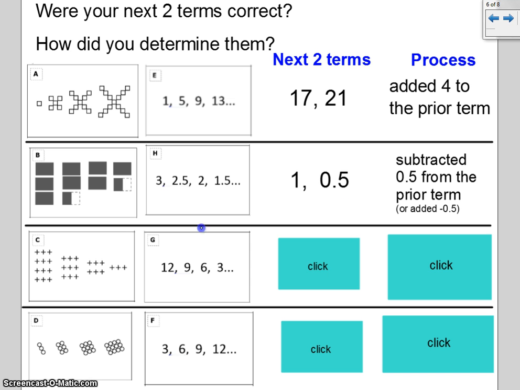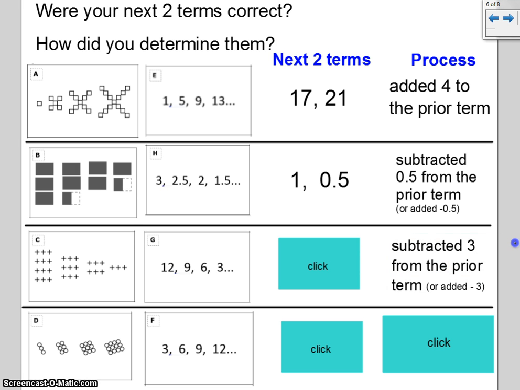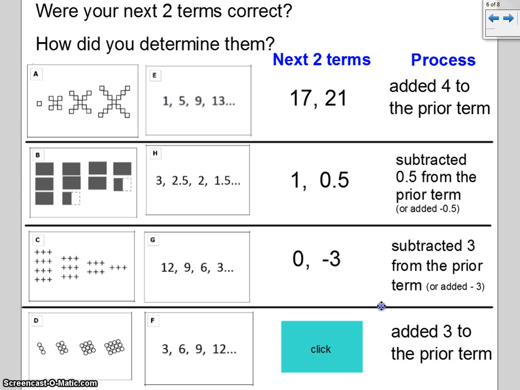Very good. What about 12, 9, 6, and 3? Very good. I went down again. This time I went down by 3, so I can say that 2 ways. I can say it as that I subtracted 3 from the previous term, or I added a negative 3. So my next 2 terms would be 0 and then negative 3. Is it okay to get a negative number in a sequence? Absolutely. And next, 3, 6, 9, 12, I knew that I went up, so I added 3 to the previous term. So my next 2 numbers would be 15 and 18.